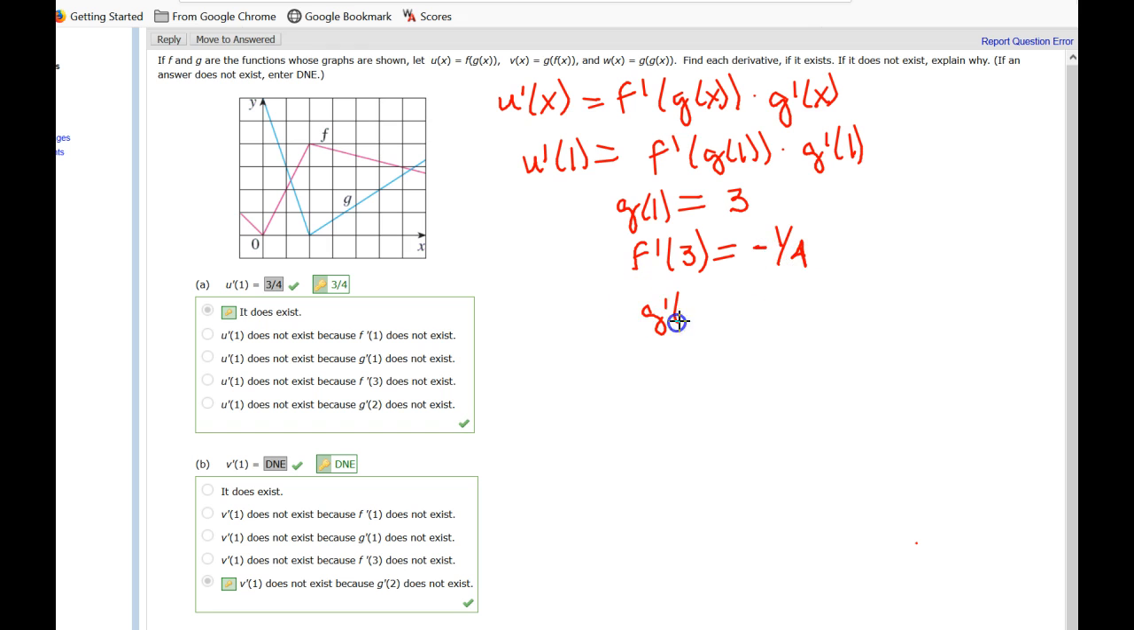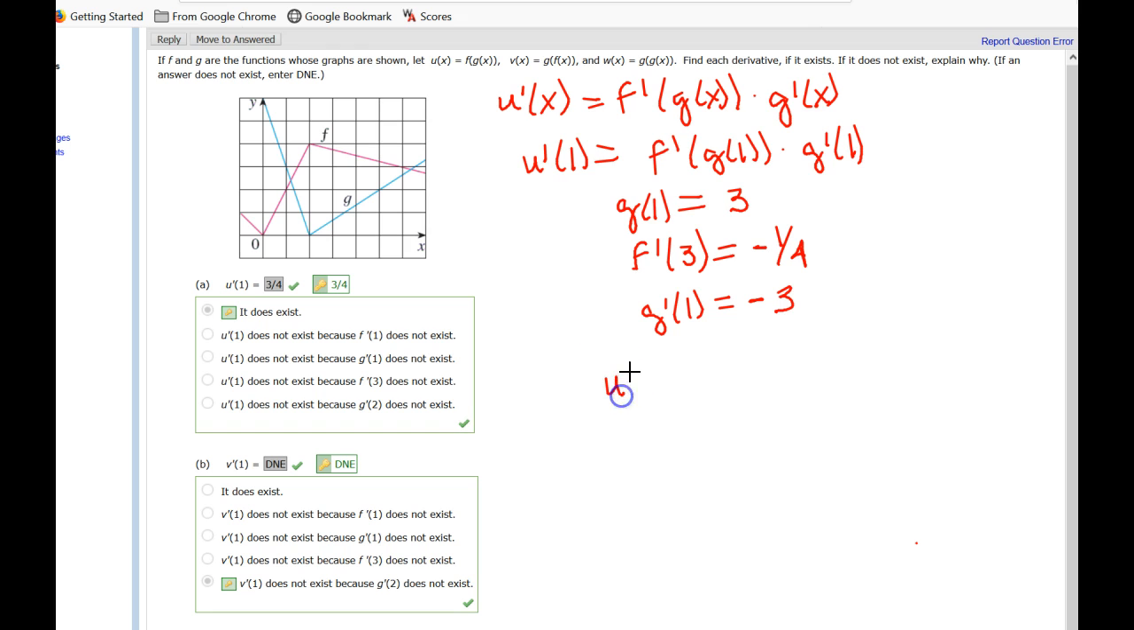And then we want that factor for g prime of 1. And where x is 1, g prime of 1 would be the slope of this blue line segment over here. So again, figuring out the slope of that line, for 1 unit horizontally, the line descends 3 units vertically. So g prime of 1 is the slope of that line segment, or minus 3.